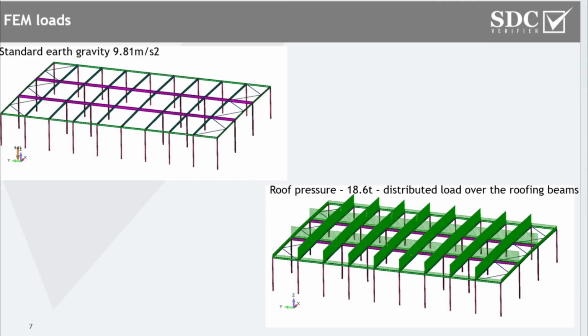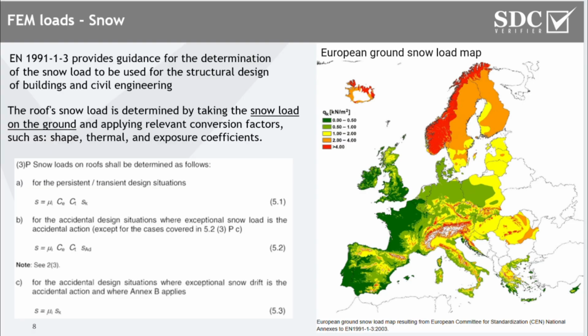The next important load is the snow load. This load is different for different regions, and it can be calculated based on the snow load on the ground, which should be taken from the European map. On the right, you can see the load gradient and what value should be taken for the proper country.